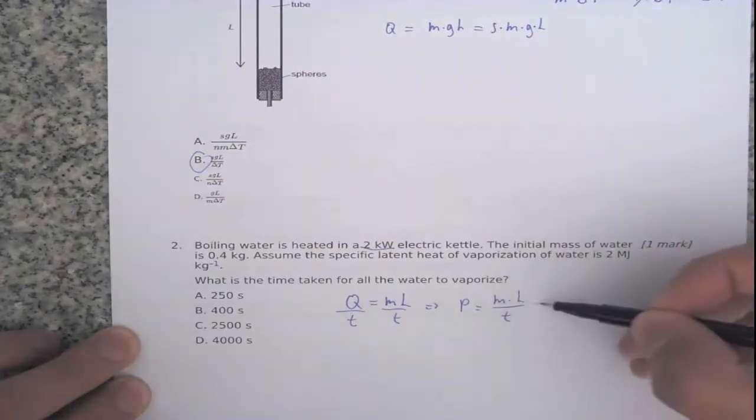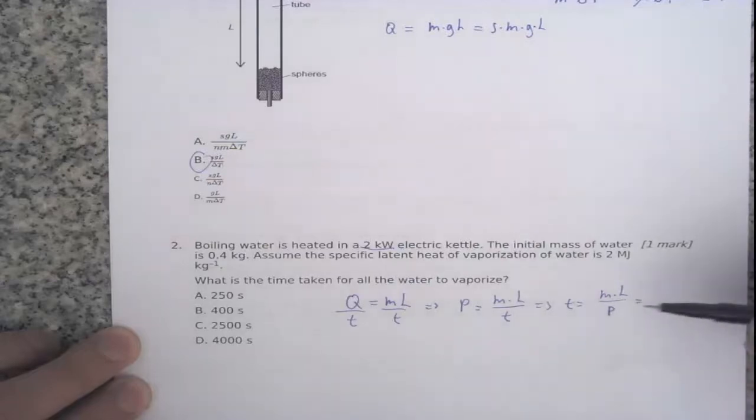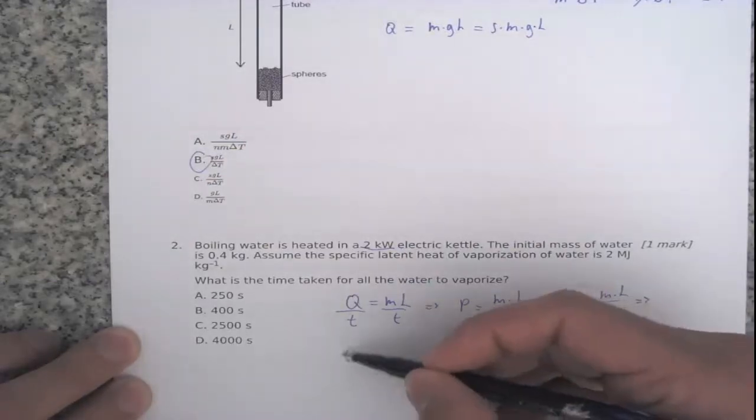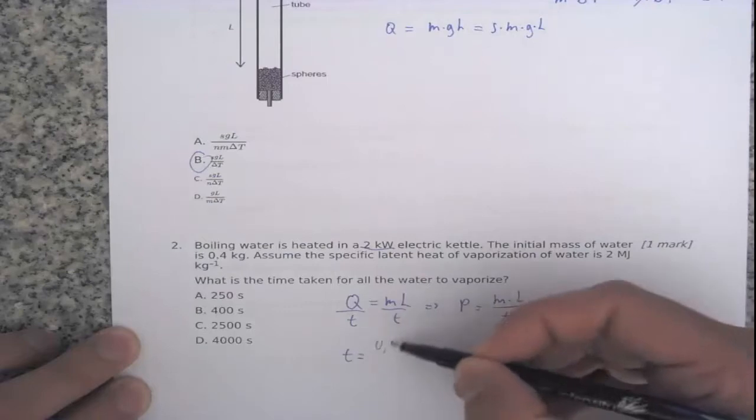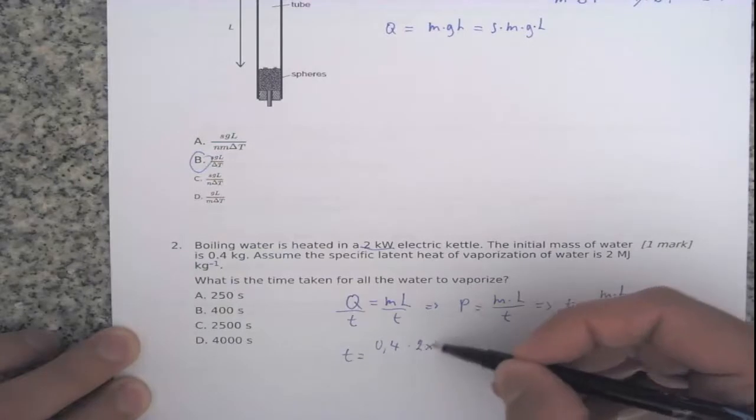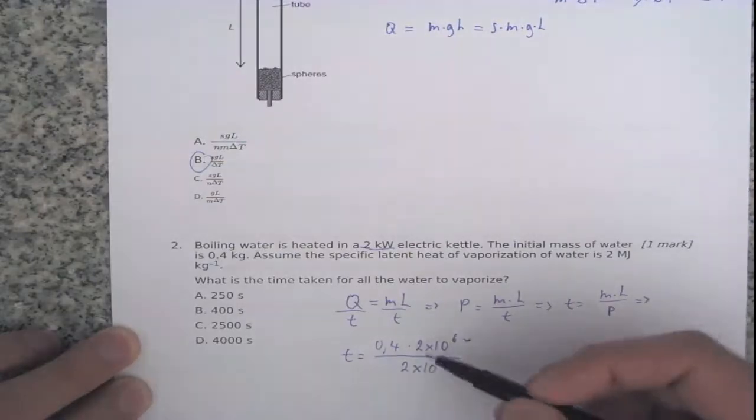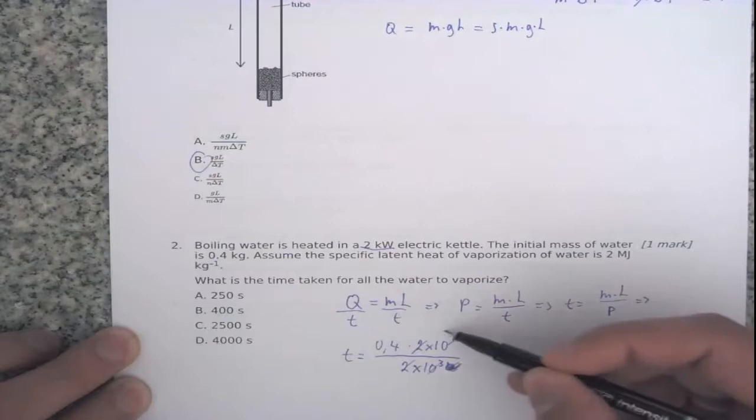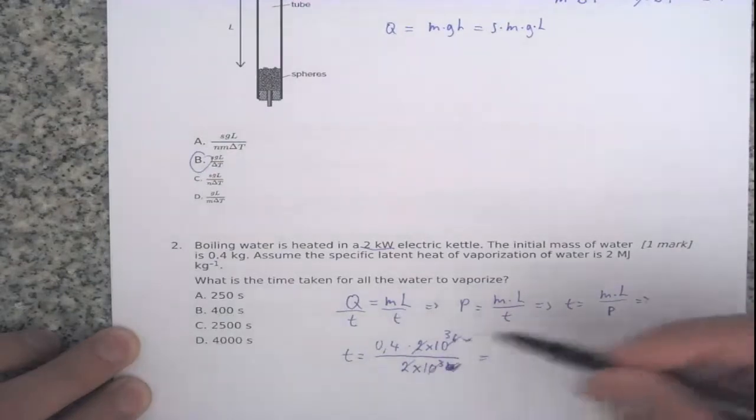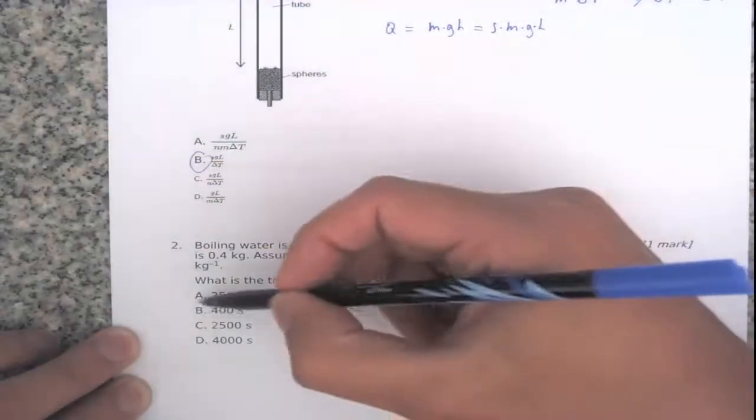This is the time that I'm looking for, so I'm going to solve this equation for time. So it's mass times specific latent heat over the power. And I'm going to include the numbers here. So the time is equal to the mass, 0.4, times the specific latent heat, 2 megajoules, so 2 times 10 to the power of 6. And for power, I have 2 kilowatts, so 2 times 10 to the power of 3. So these numbers cancel out, you have a factor of 10 to the 3, so it's 0.4 times 10 to the power of 3, it's 400 seconds, of course. So the correct answer here is B.